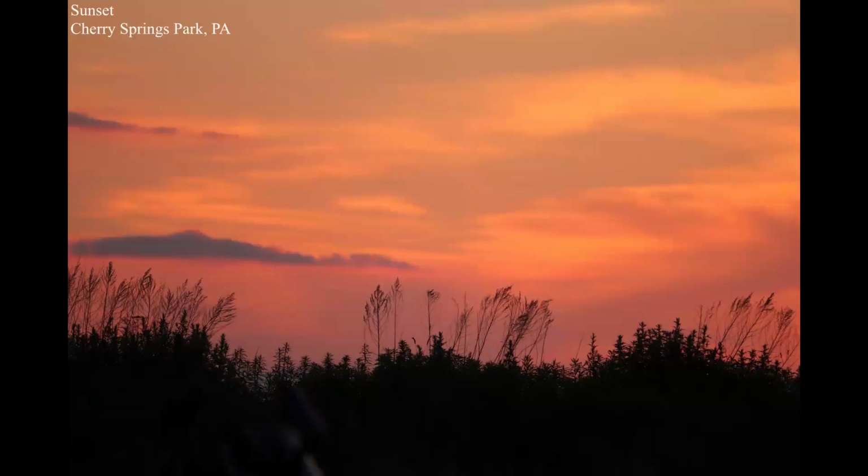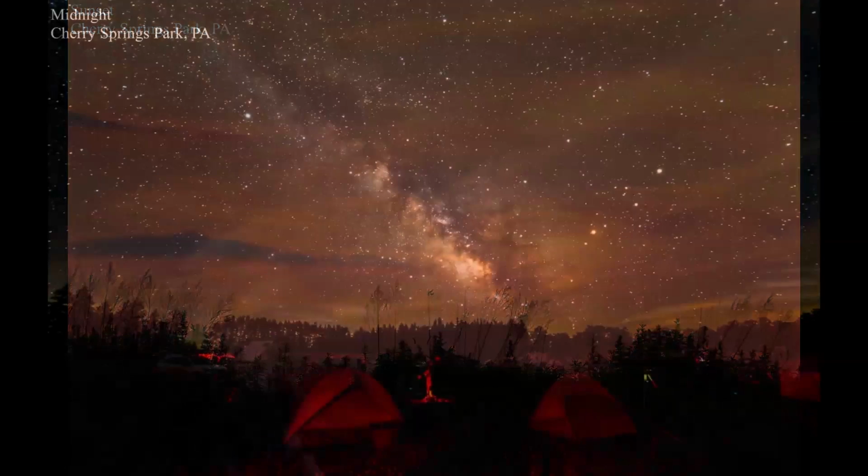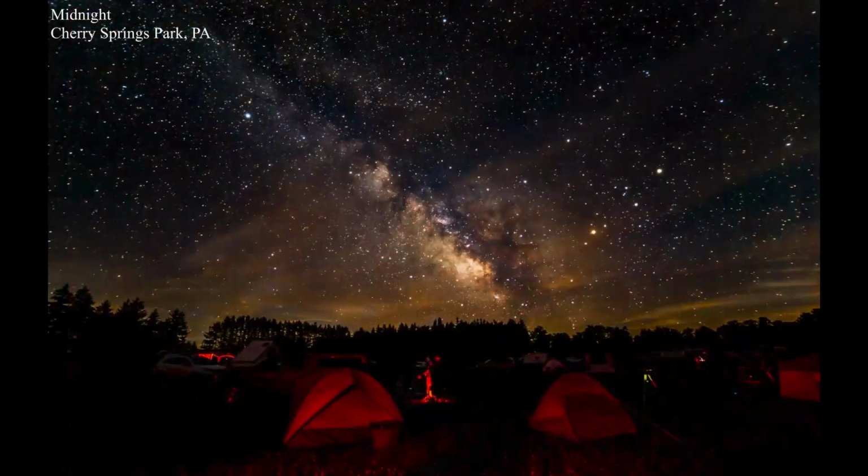This is Cherry Springs State Park in Pennsylvania, about 2 hours north of here. This is near sunset. You might be here. You can hear the birds chirping, the wind blowing, and the sun's going down. If you stay up a little bit and you look up to the sky, you'll see something incredible. This is the Milky Way. It's actually hovering over us all the time. You just got to look up and see it.